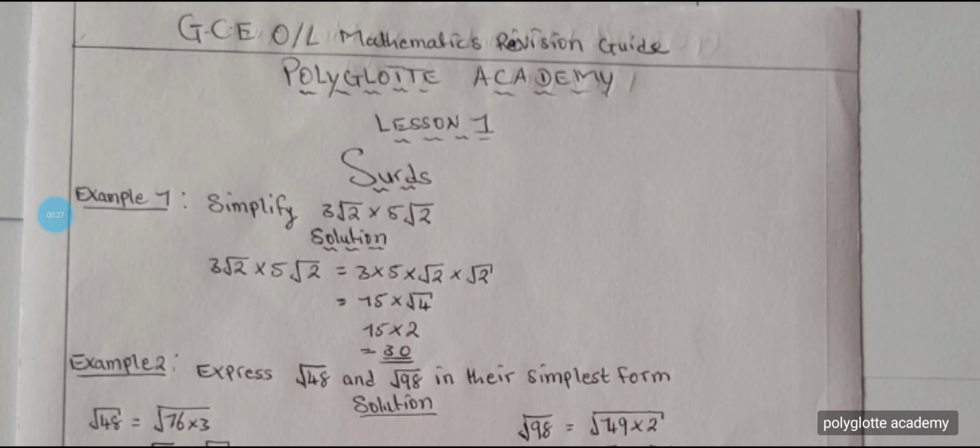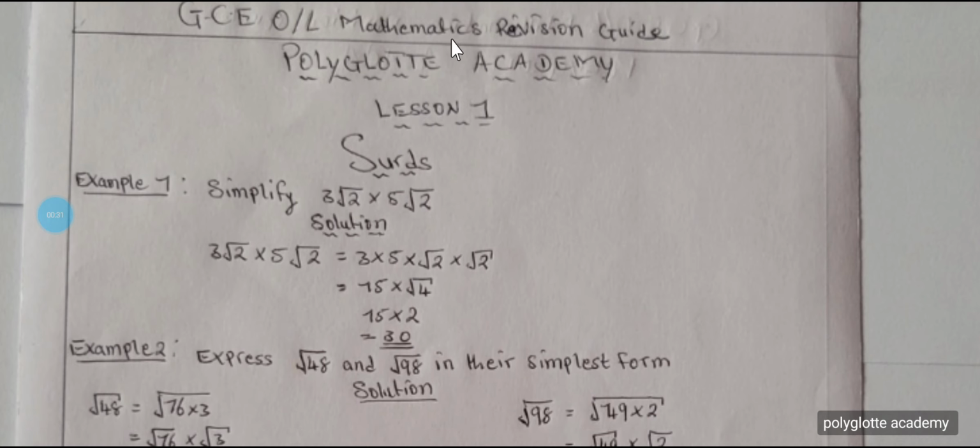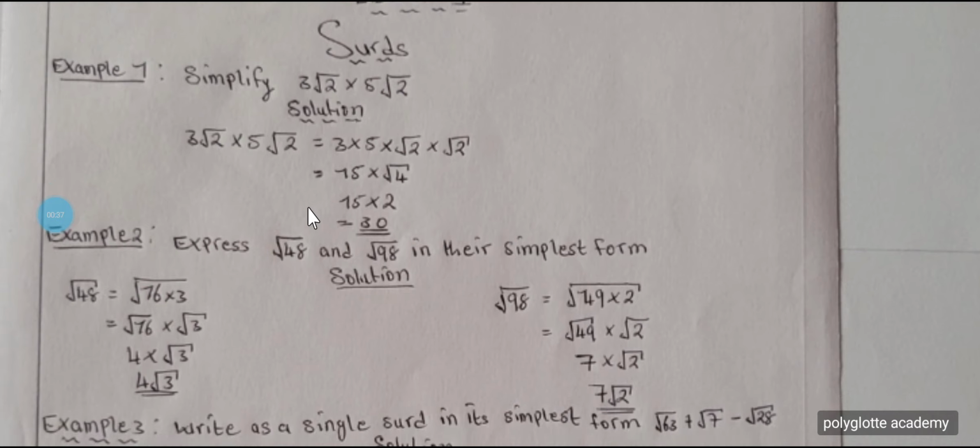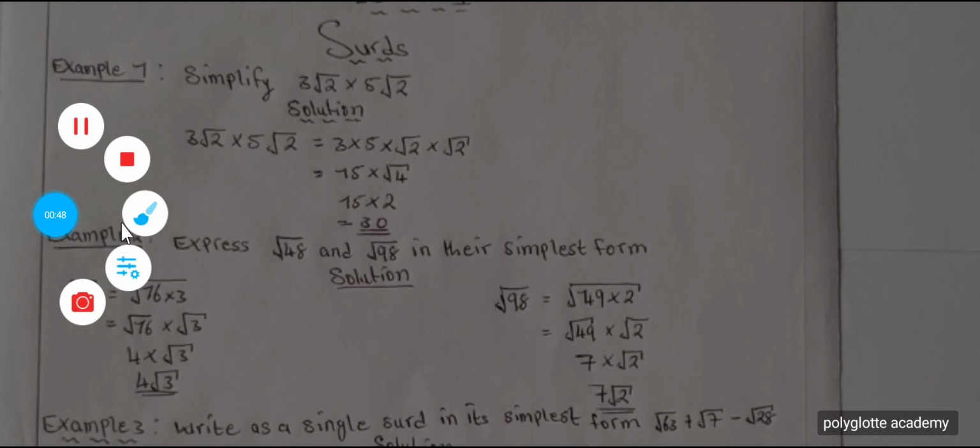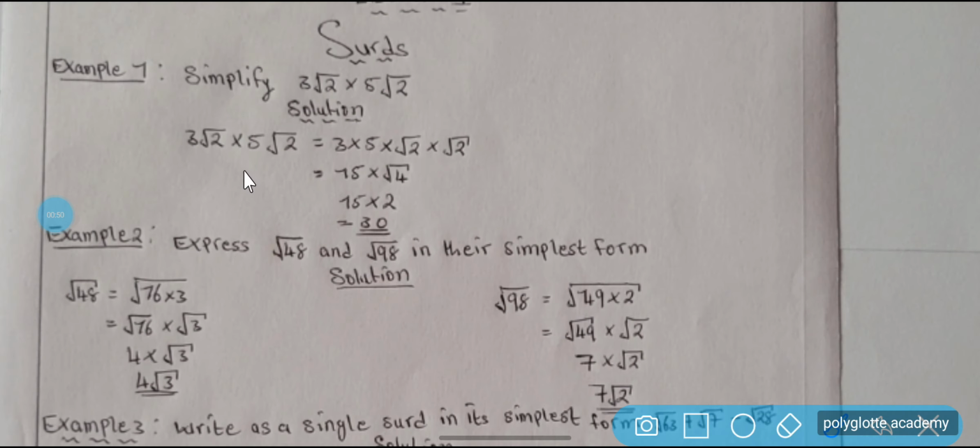So in this video we are going to be looking at GCE O-level mathematics revision guide with Polyglot Academy. Lesson 1, and in lesson 1 we are going to be talking about surd, and we are going to learn how to simplify surd. To begin with, we are going to start with the first problem, example 1, simplify.